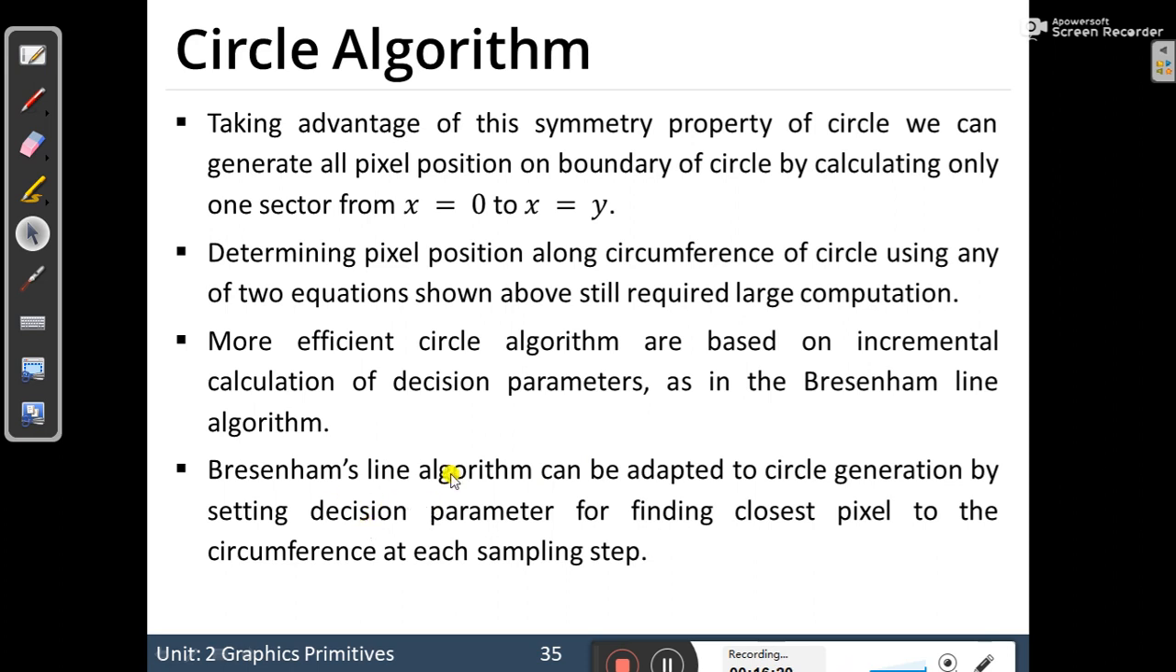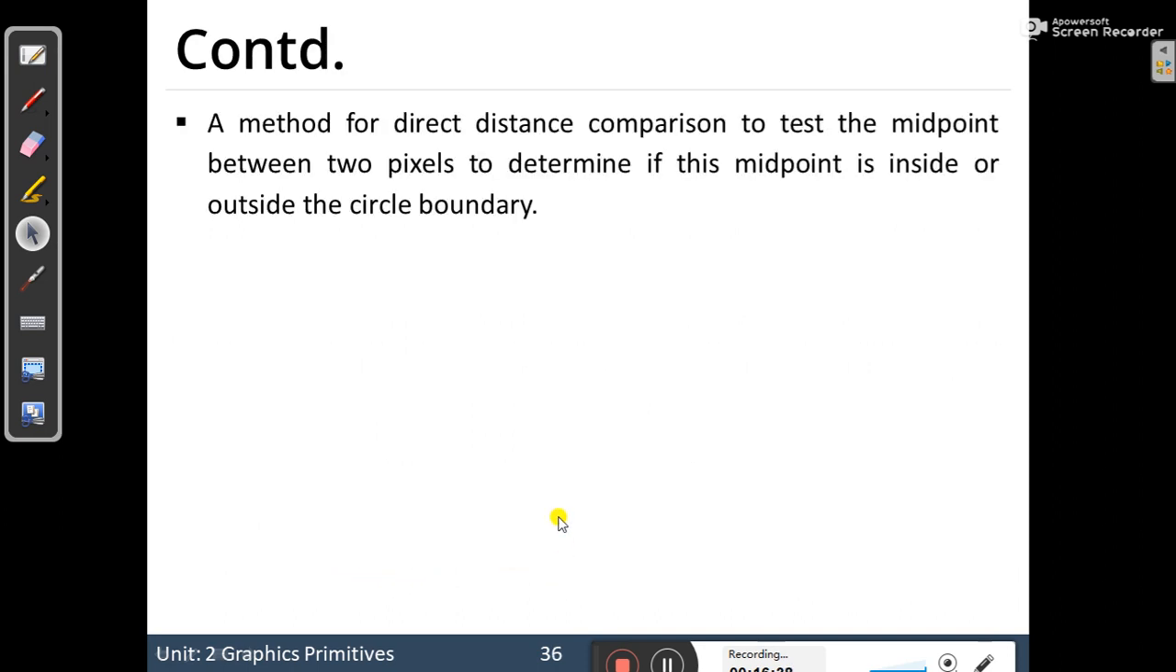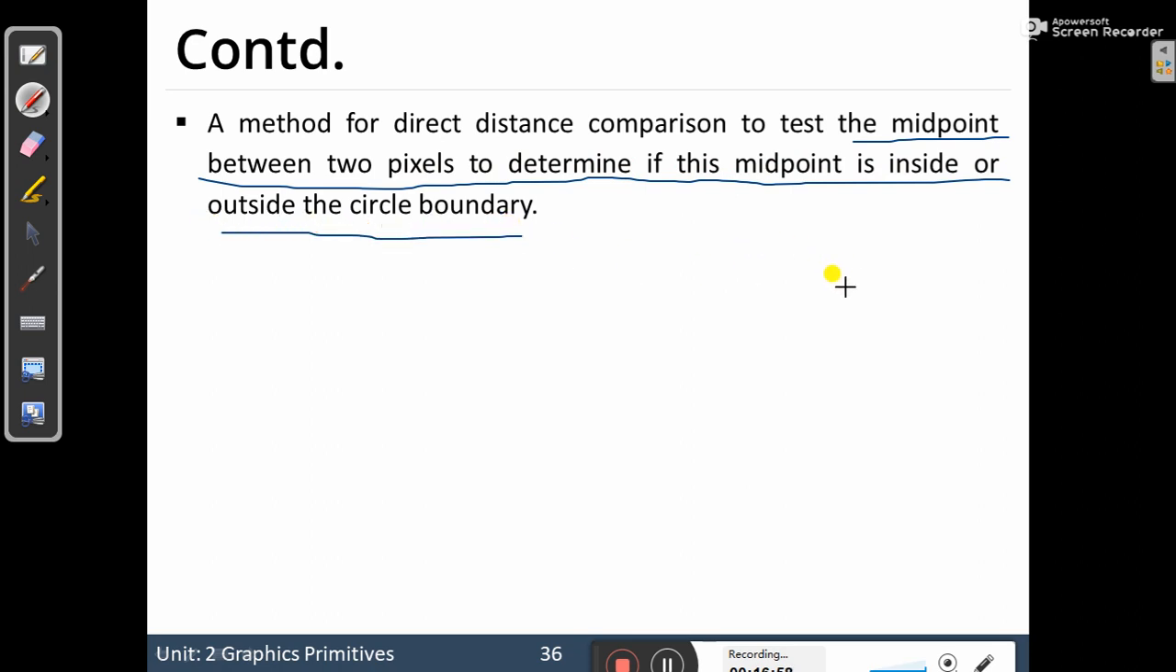The Bresenham line algorithm can be adapted to circle generation by setting the decision parameter to find the closest pixel to the circumference at each sampling step. The way we find points in the Bresenham line drawing algorithm, we can use that concept here by calculating the decision parameter first. Then, a method for direct distance comparison: test the midpoint between two pixels. Try to focus on this point, the midpoint between two pixels, to determine if this midpoint is inside or outside the circle boundary.